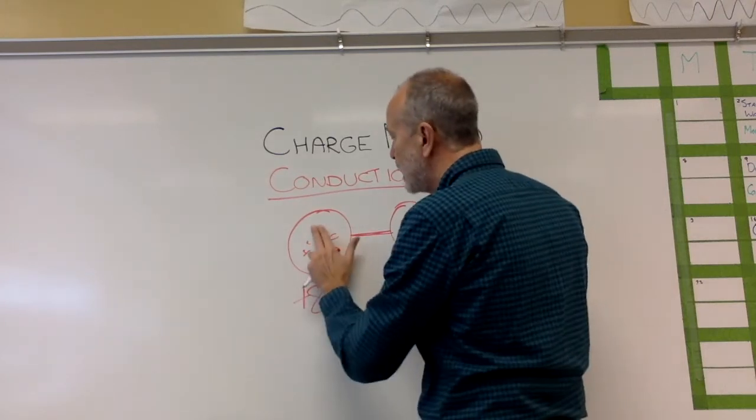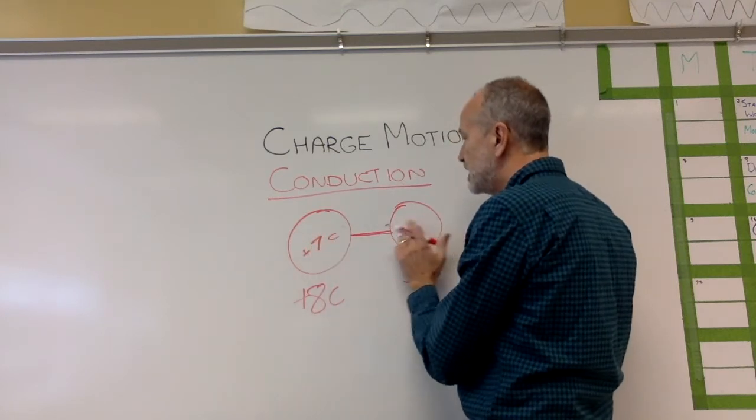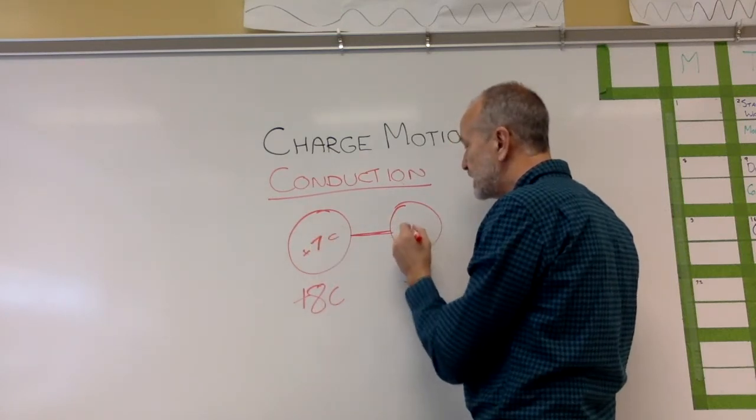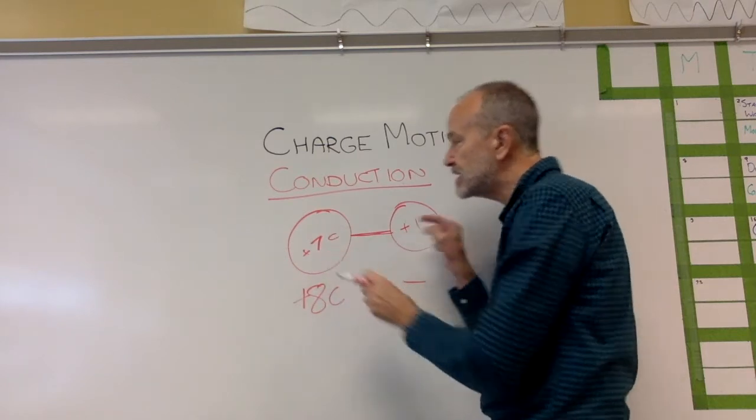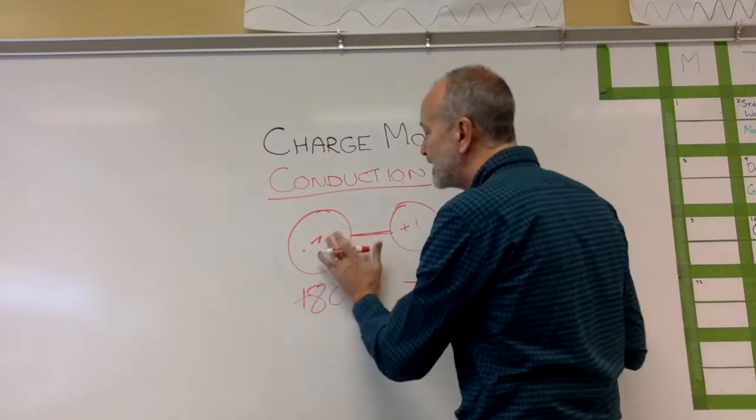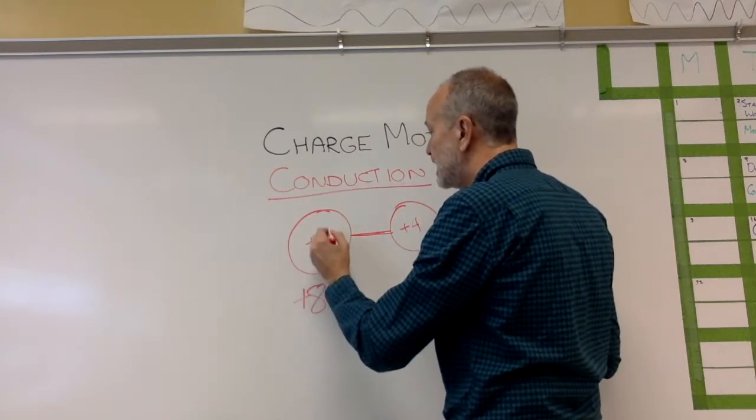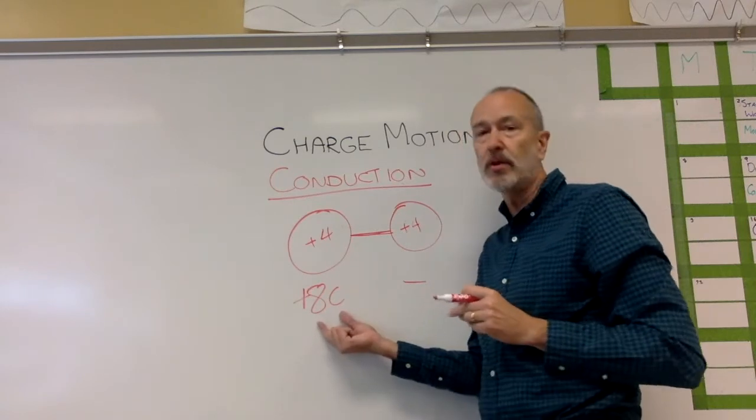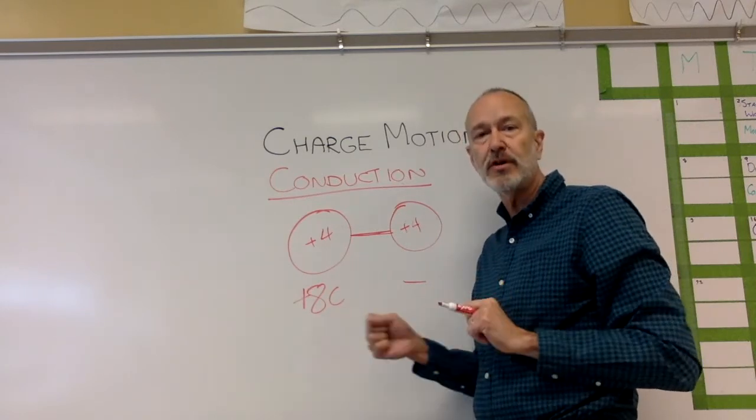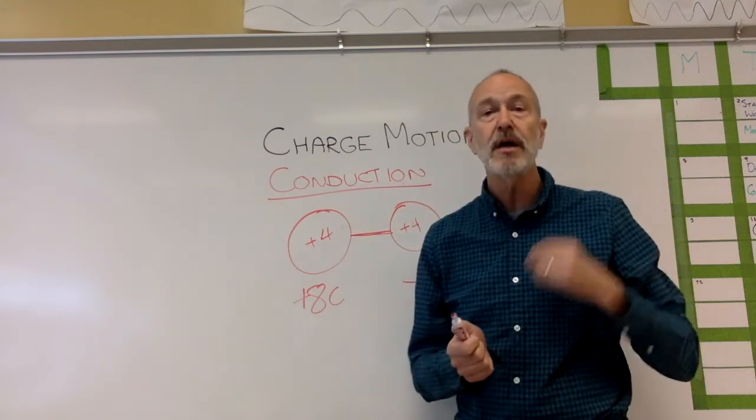If it attracts 1 coulomb of electrons, that makes this less positive by 1, and this more positive. Oh, there's still an incentive for them to go over there. This is so strongly positively charged. So we could keep playing that game until ultimately we would arrive at an equal charge on each conductor. Okay, so that's the principle of conduction.